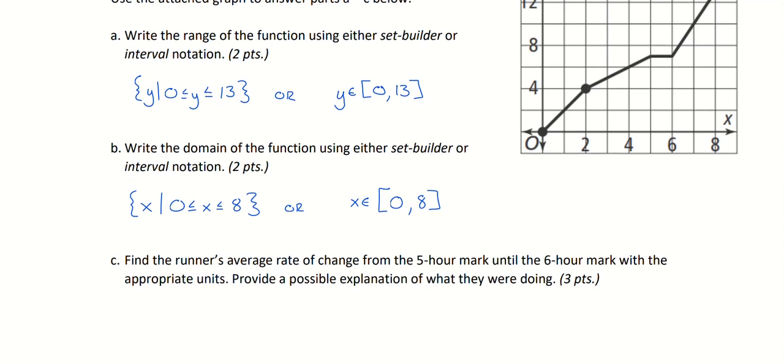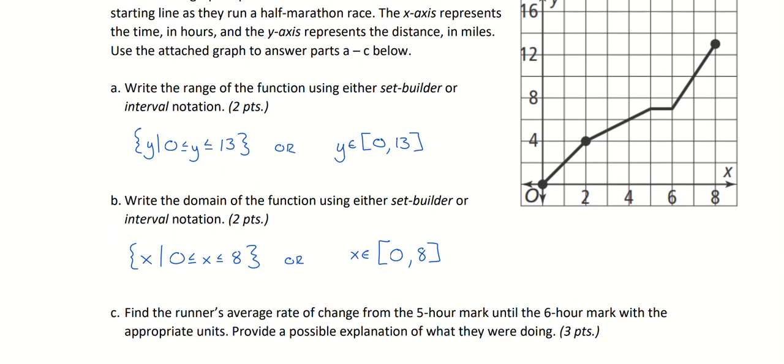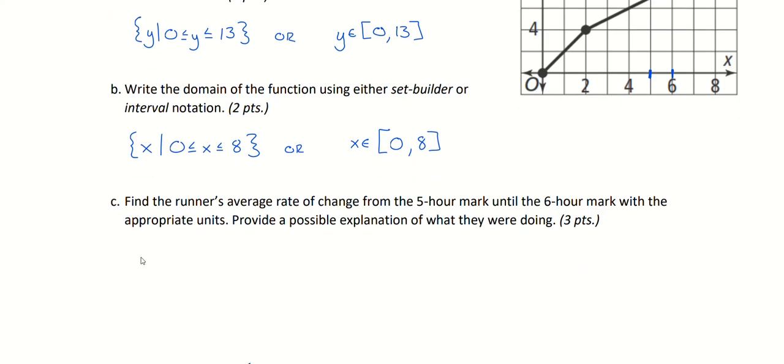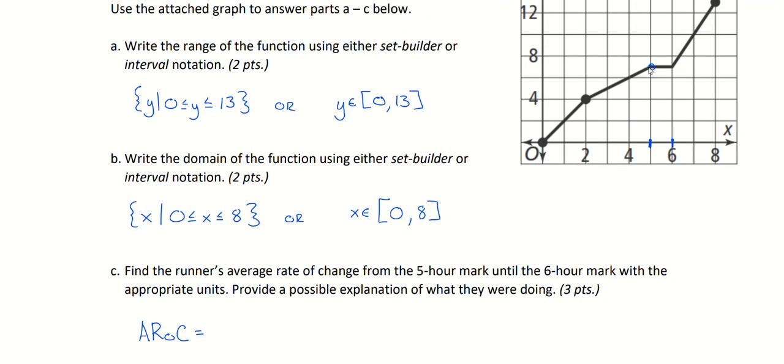All right. Their average rate of change from 5 hours to 6 hours. So it looks like I'm just looking here. What is average rate of change again? It's just a slope. It is just a slope. Now, you do not have to have the exact same notation as me, but I always call it a rock. I want to find the slope between this point and this point.